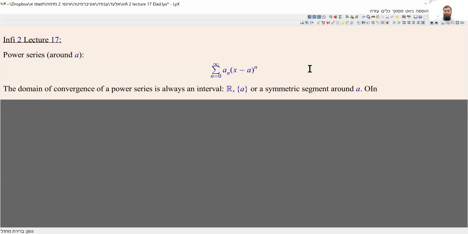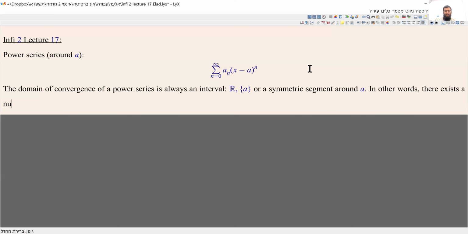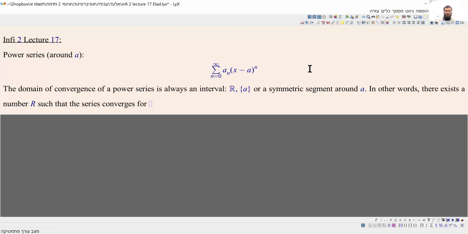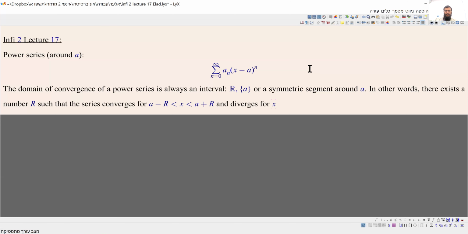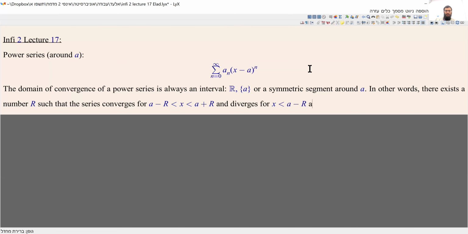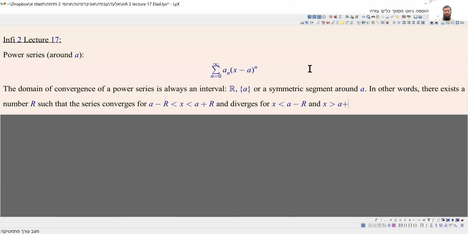In other words, there exists a number R such that the series converges for x's between a minus r and a plus r, and diverges for x's smaller than a minus r and x greater than a plus r.